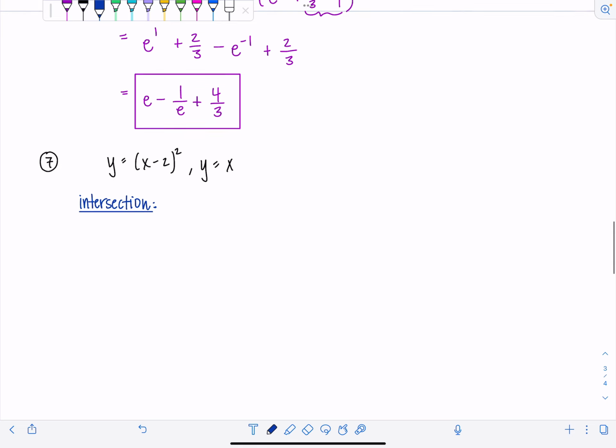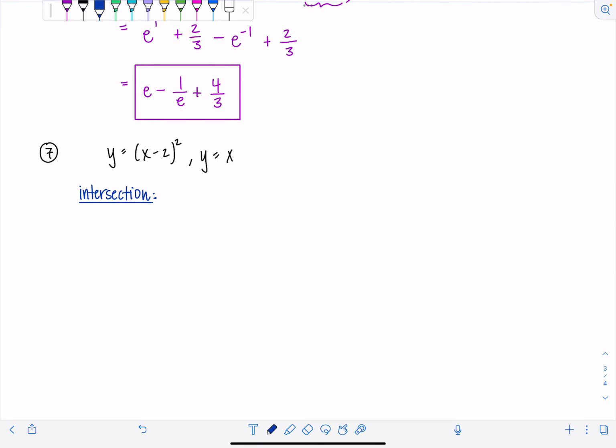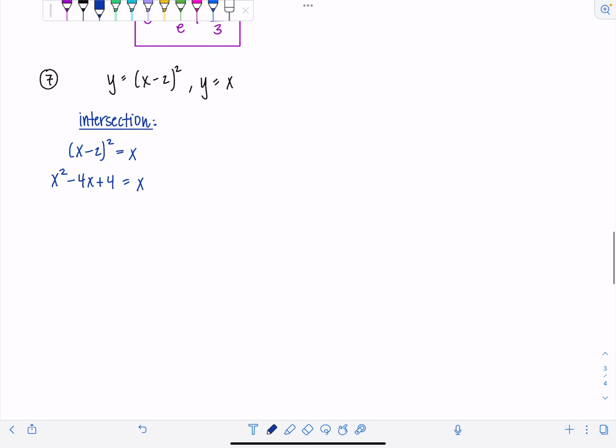You can't graph properly. So let's just set x minus 2 squared equal to x. I'm going to multiply out x minus 2 squared. So it's going to be x squared minus 4x plus 4, oops, equals x. I got too excited. Set this to 0, so x squared minus 5x plus 4 is 0. That factors, thank goodness. x minus 4, x minus 1 is 0. So they're going to intersect when x is 4 or x is 1.